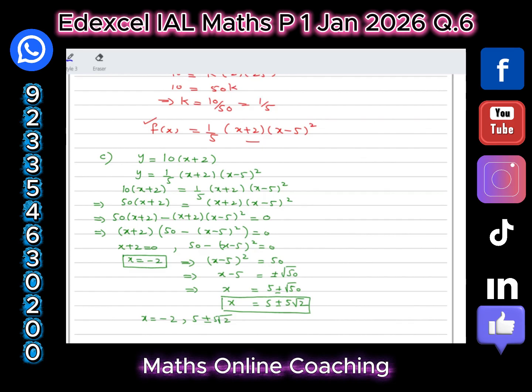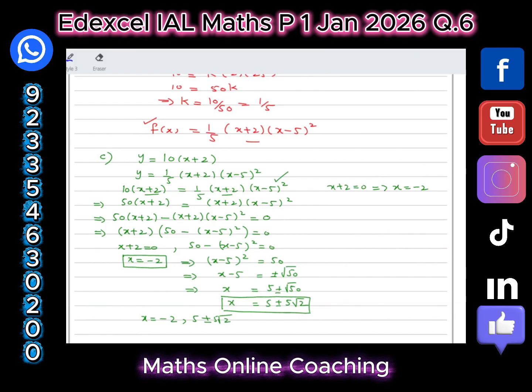Now there is an alternate way to solve this question. You can change it from this step. Here (x + 2) is the common factor in both the line and the curve. So a point of intersection can be taken from this factor. x + 2 is equal to 0. It gives x is equal to -2.